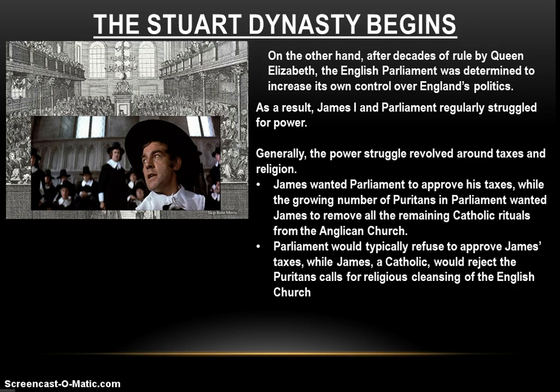The Puritans are very, very strict, extremely religious Protestants. Think of them like the Anabaptists that we talked about from the Protestant Reformation. Anabaptists on steroids almost. They're called Puritans because they wanted to purify the English church of all its remaining Catholic rituals. They're very, very strict, very, very extreme in their religious beliefs. And so Parliament is made up of a growing number of these individuals.